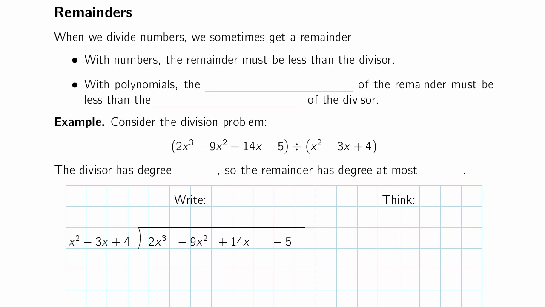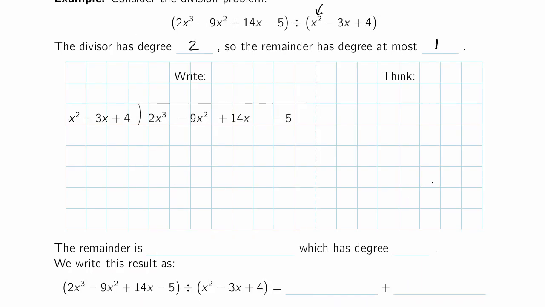With polynomials, the degree of the remainder must be less than the degree of the divisor. So in this example, the divisor, its leading term is x squared, so it has degree 2. The remainder will have degree at most 1.